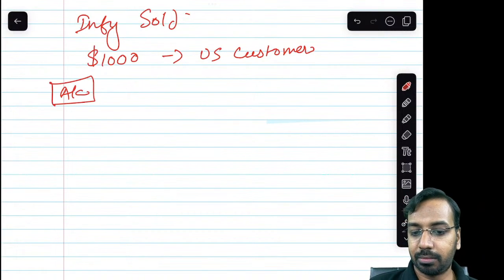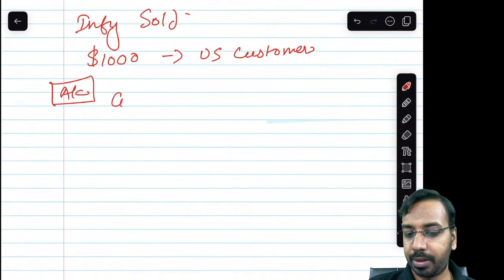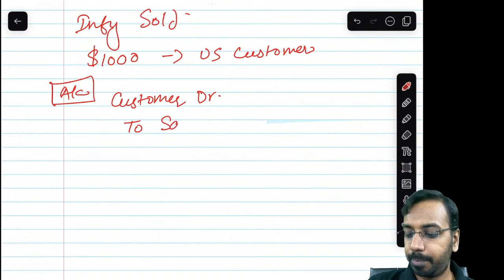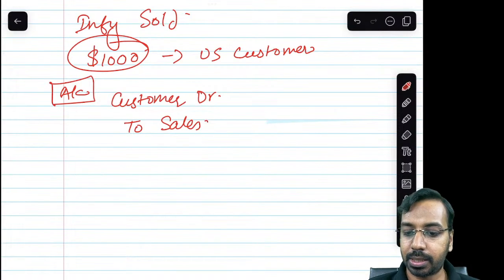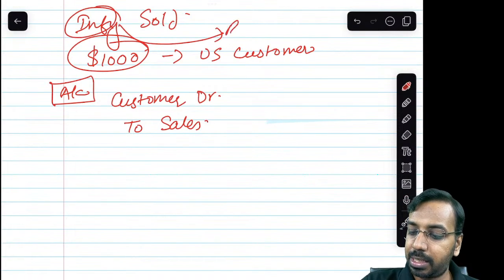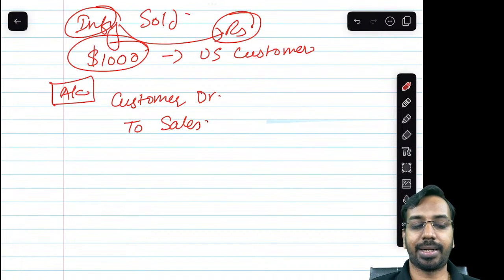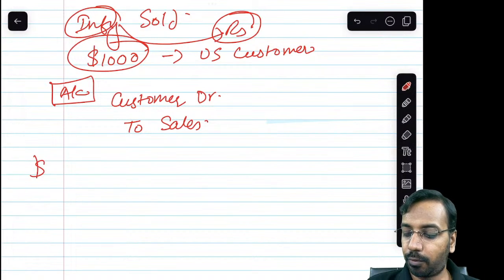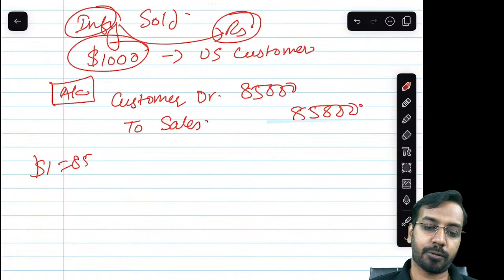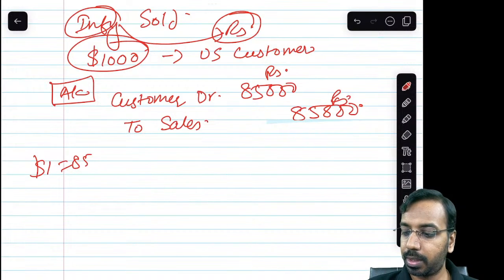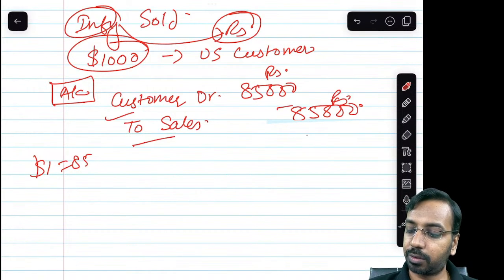So when you have to account it, cash to sales. If you have not received cash, we will say customer debit to sales, okay. Now the problem is, this is $1,000. Infosys has to prepare its books of accounts in rupees. So what the standard says is, take the rate of conversion on the date of transaction. So today, if $1 is equal to 85, what do you do? 85,000 to sales. 85,000 in rupees. Okay, customer to sales 85,000, 85,000.